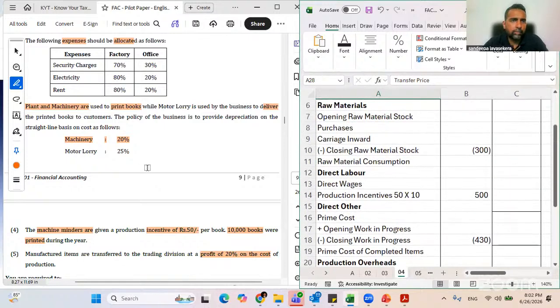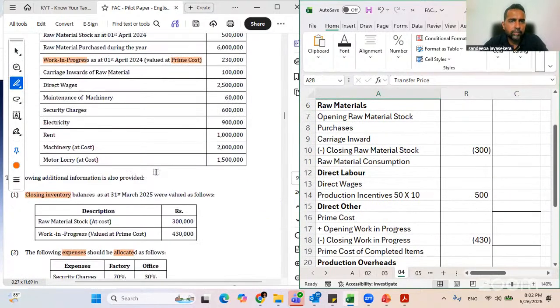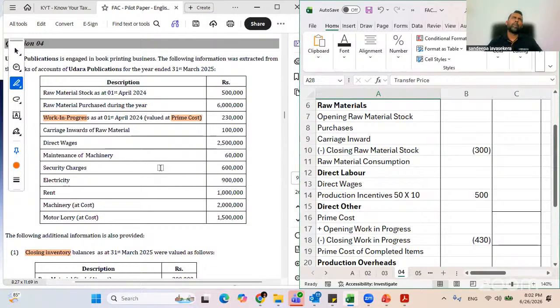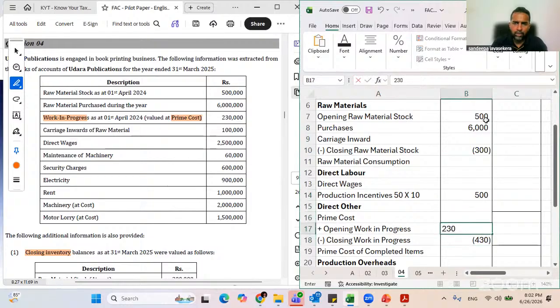Very easy. We are done with all the workings. You can see manufacturing account is the easiest. You can score all the marks. Just take the balances. Raw material opening stock 500. Purchases 6,000. Work in progress opening balance 230.